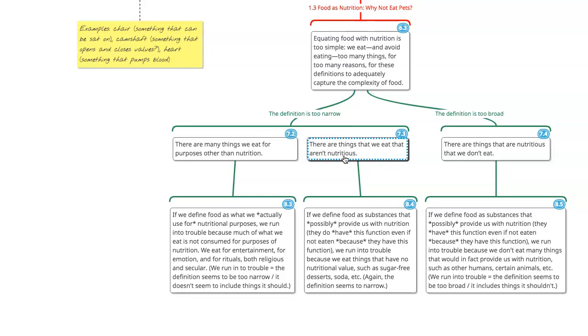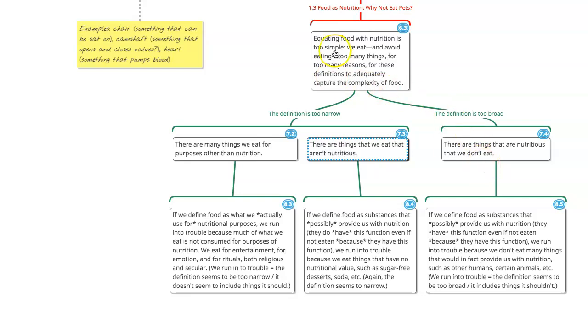So maybe we shouldn't define it in terms of what we eat it for. Maybe instead we define food as whatever does give us nutrition, whatever our reason for eating it is. But the problem here is that there are things we eat that aren't nutritious. So even if we change that definition, we run into trouble because we eat things with no nutritional value, including sugar-free desserts, soda, etc. And if you think those should count as food, then the definition's too narrow.